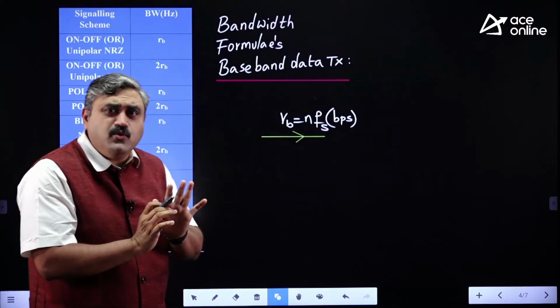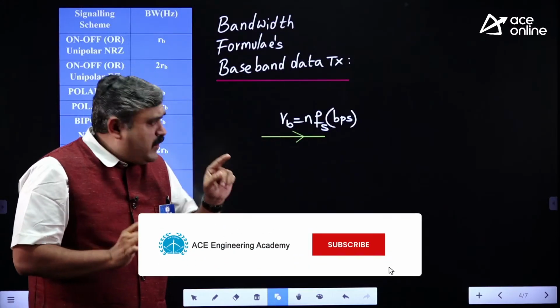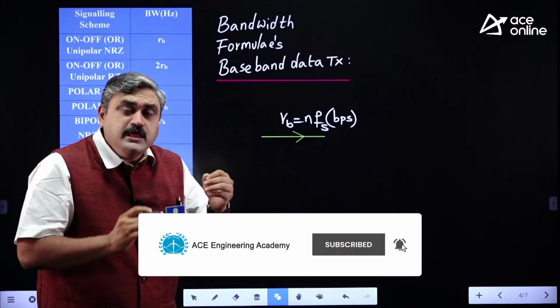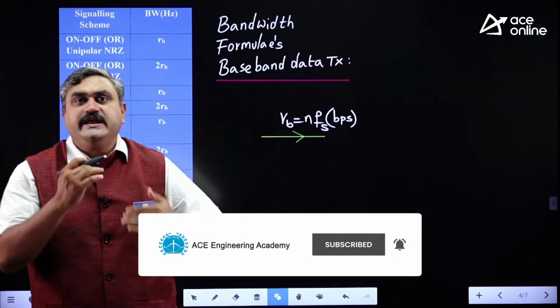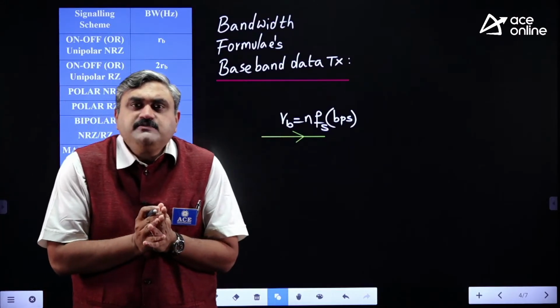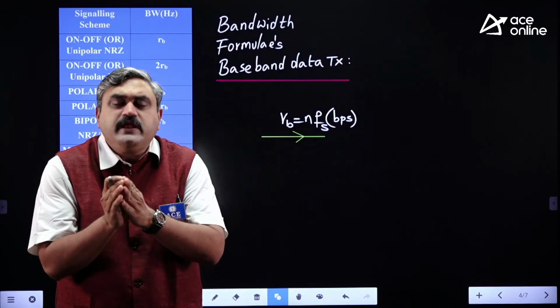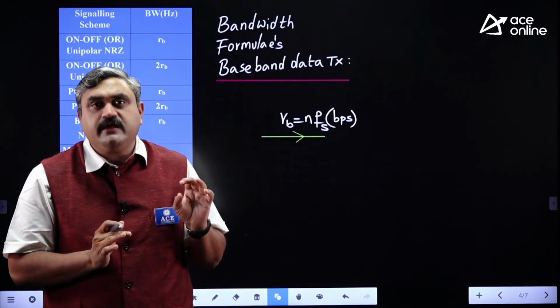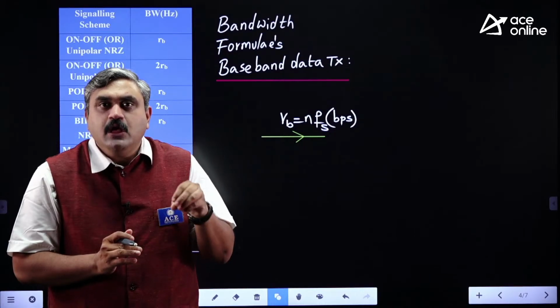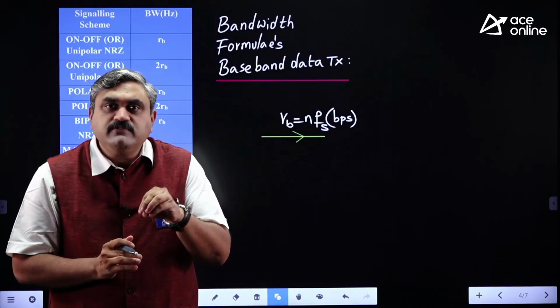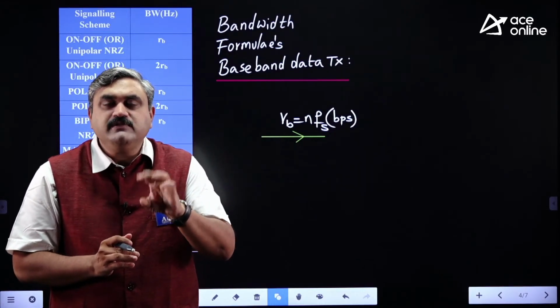Up to this stage, no tension at all. Once you decide this bit rate, you have to do the transmission of your data. Baseband data transmission means you will transmit on a channel. A physical channel will be there, like an optical fiber cable or a coaxial cable or a twisted pair cable. Such a cable will be there.